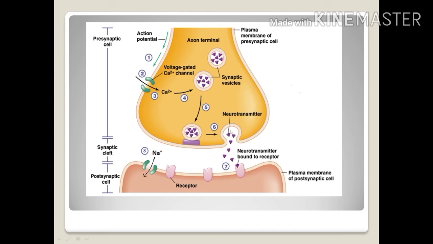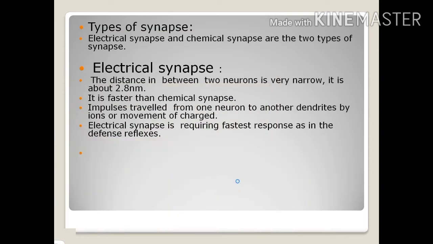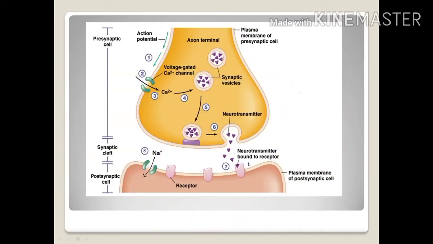When the neurotransmitter is released and crosses the synaptic cleft, the receptors which are located at the postsynaptic cell are ready to bind the neurotransmitter. These receptors are an important part and play an important role in the synapses. So the neurotransmitter binds to the receptor. In this way, the impulse travels from one presynaptic cell to the postsynaptic cell.